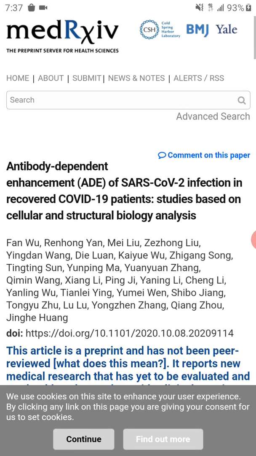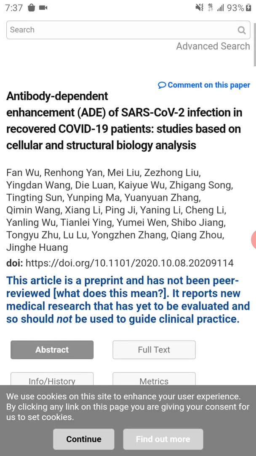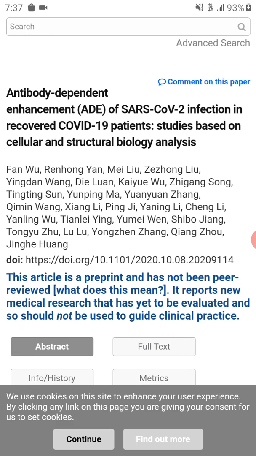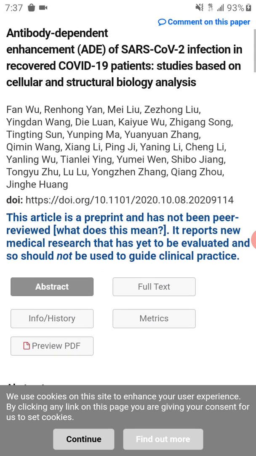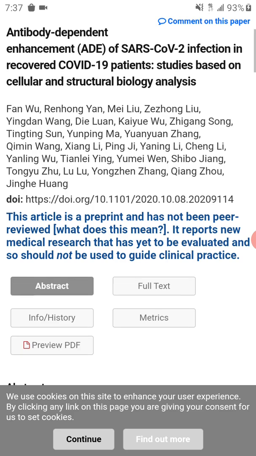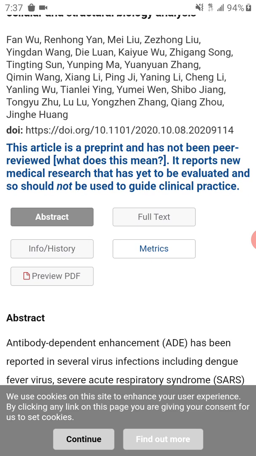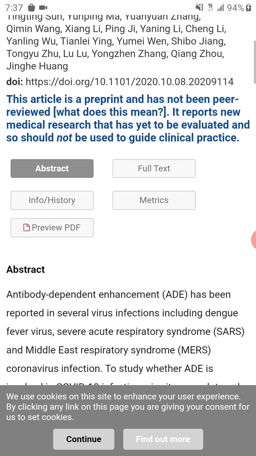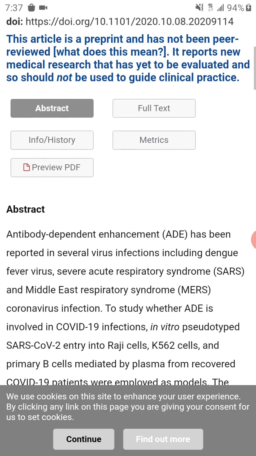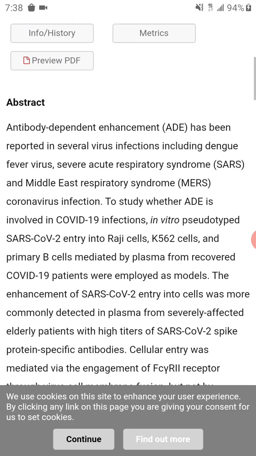So let's see. Antibody dependent enhancement. I don't even know what that means. Of SARS-CoV-2 infection in recovered patients. Studies based on cellular and structural biology analysis. A bunch of Asian people in the authors there. I'm just going to read the abstract.